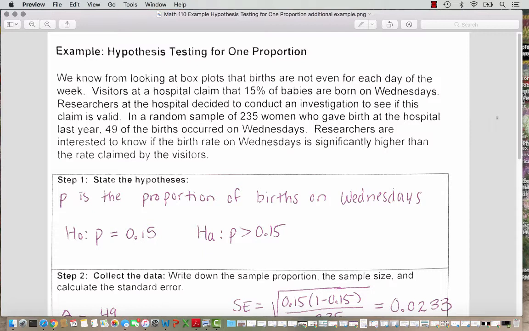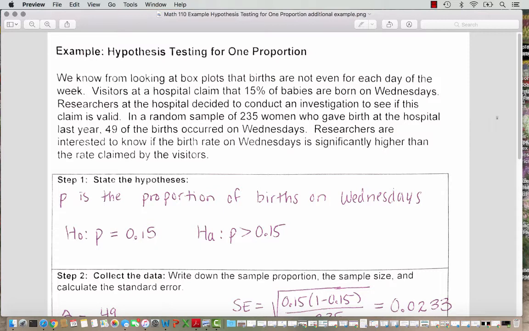In a random sample of 235 women who gave birth at the hospital last year, 49 of the births occurred on Wednesdays. Researchers are interested to know if the birth rate on Wednesday is significantly higher than the rate claimed by the visitors. Our first step is to set up the hypothesis.